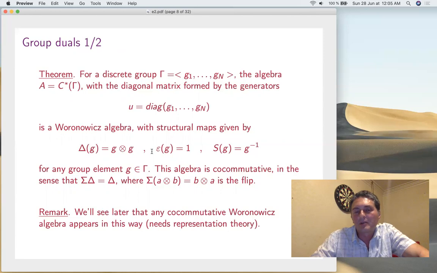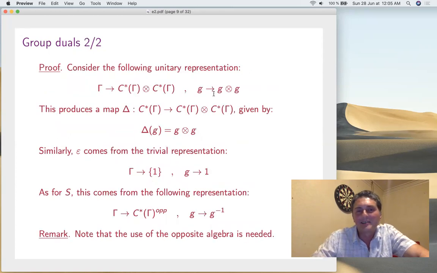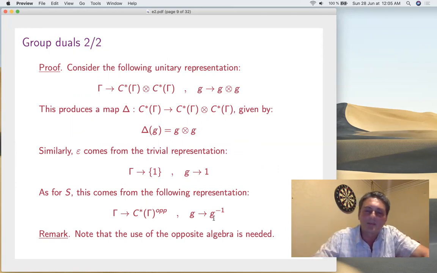Yeah, we have to construct morphisms like this. Well, it's clear, they come from group representations. So for delta, just take this unitary group representation. This gives you a map like this, by linearizing. C star gamma is the linear combinations of elements of gamma. So same formula. Epsilon can only come from the trivial representation, again by linearizing, and the antipode from the inverse linearized. So we're done.